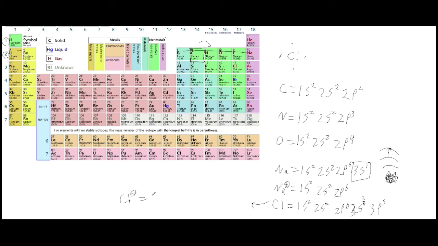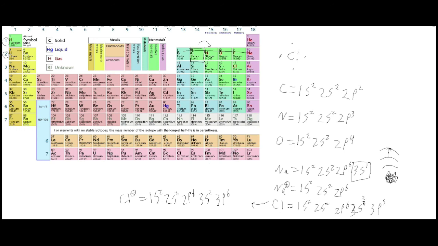That will have the 1s2, 2s2, 2p6, 3s2, 3p6. So that's the chloride ion, and that has the same electron configuration as argon.